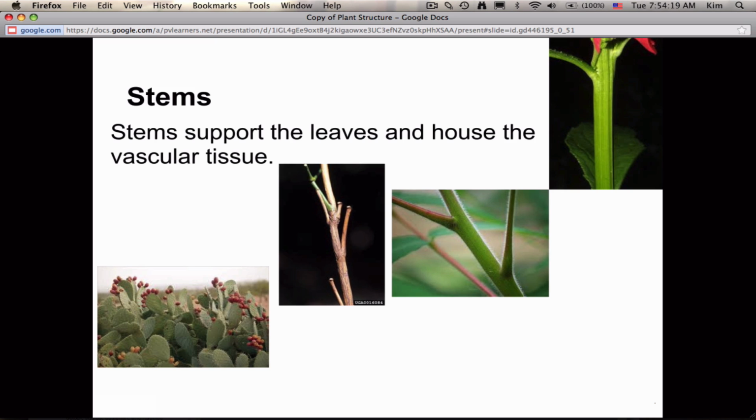Then the stem is an important part of the plant. Stems support the leaves and house the vascular tissue. They basically are what allow the plant to grow big and tall. The stem can be different on different plants. You might have a woody stem, or you might have a stem that's nice and green and soft and so has more of the ground tissue.